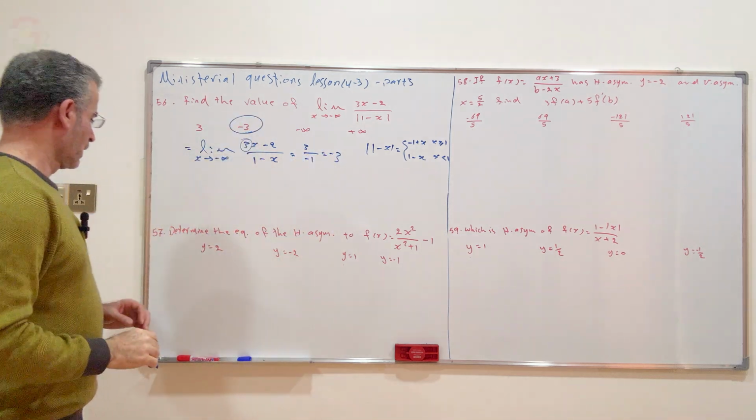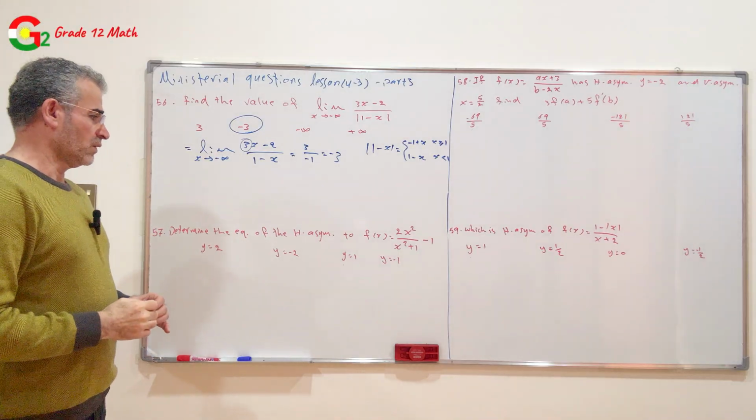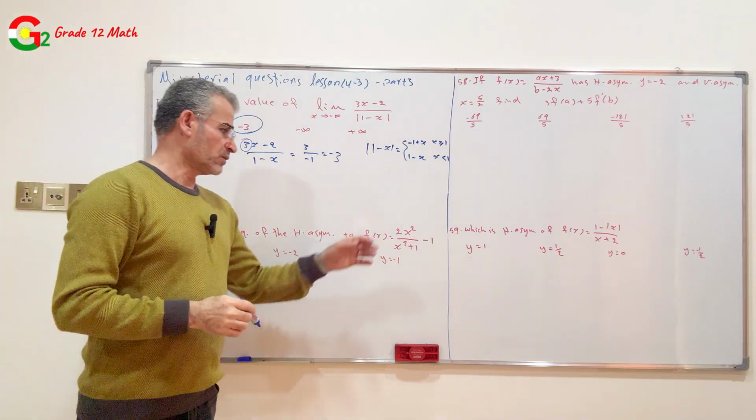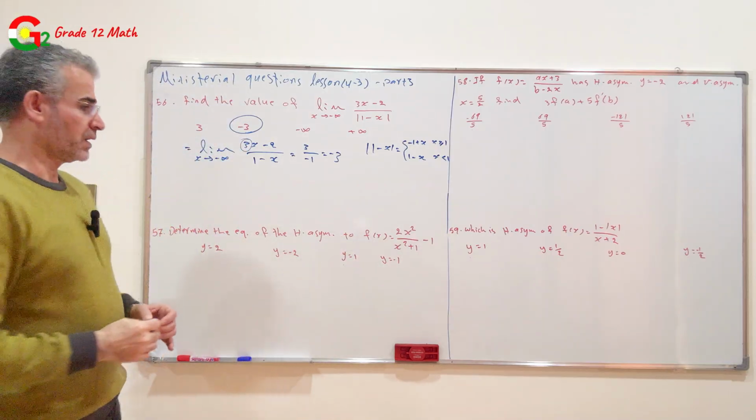Choice B. Question number 57, determine the equation of the horizontal asymptote to the graph of the function f of x equal to x² over (x² plus 1) minus 1.